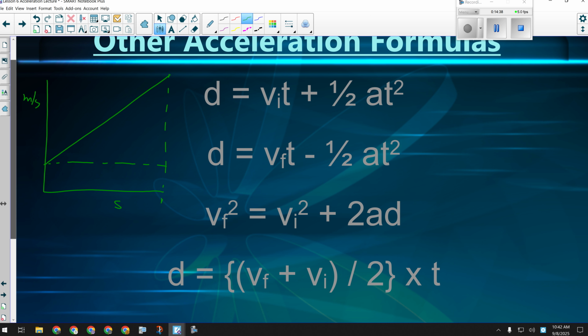Now, this spot right here, this would be B, right? And B represents initial velocity. So if I multiply my initial velocity by time, did I just go base times height for this rectangle? Absolutely. So this calculates the area of the box, and this calculates the area of the triangle.